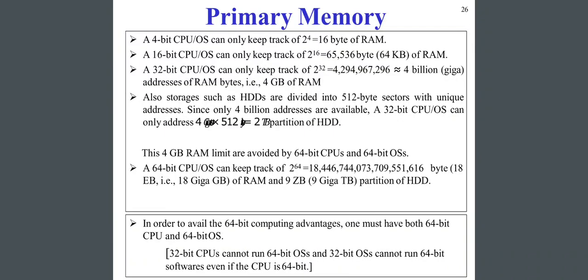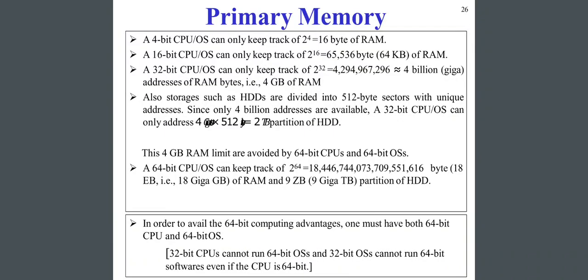Also, storage such as hard disks and SSDs are divided into 512 byte sectors with unique addresses. Since only 4 billion addresses are available, a 32-bit CPU or OS can only address 4 gigabyte multiply 512. That means a 2 terabyte partition of hard disks. Huge number, okay? These 4 GB RAM limits are avoided by 64-bit CPUs and 64-bit OSs.